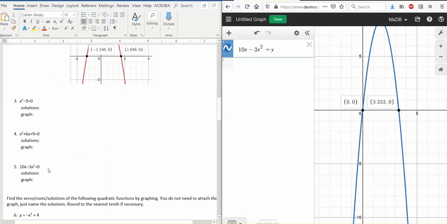So which one was this? This was number 10. So I've got one at 0 and one at 3 1/3. Or you could say 3.333.